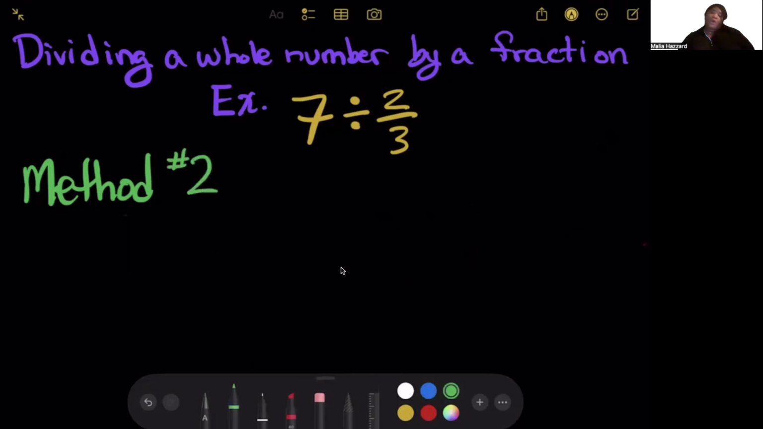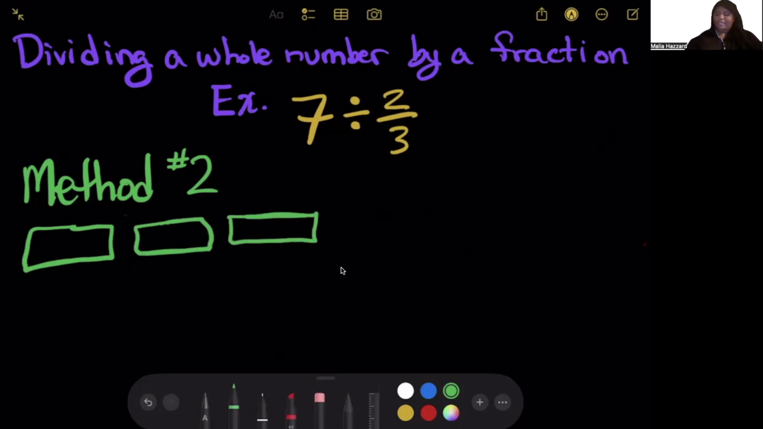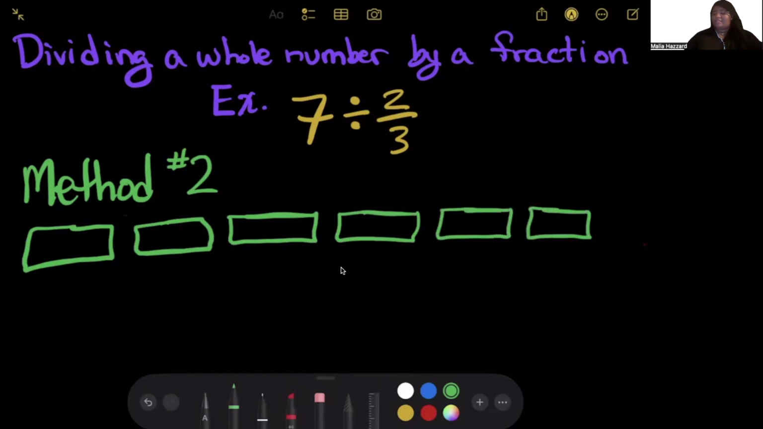Method number 2. Okay, so how many total blocks am I starting out with? Hopefully you said 7. So I'm going to make 1, 2, 3, 4, 5, 6, 7 blocks. Got a little tight there on the end. Of those 7 blocks, I am now going to divide them up into how many pieces each? Hopefully you said 3 because my denominator of the second fraction is 3.